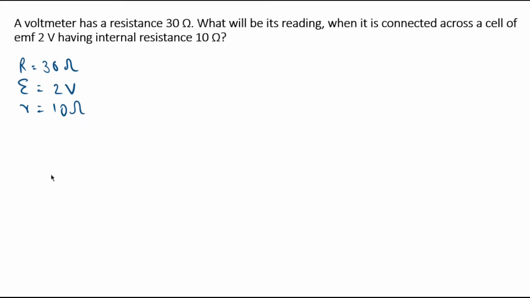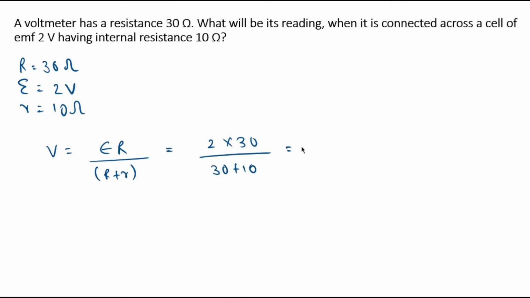So we know the formula V equal to E R upon R plus r, correct? So let's put the value, which will be 2 into 30 divided by 30 plus 10, which is 60 by 40, which is nothing but 1.5 volt. So the voltmeter will show the reading V equal to 1.5 volts. Pretty easy sum. Let's look at the next sum.